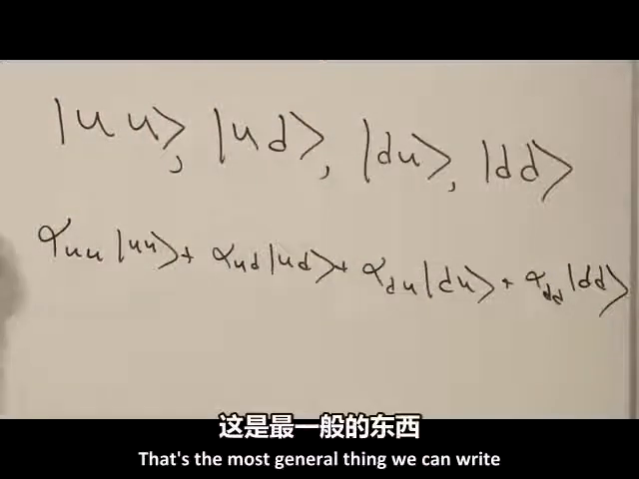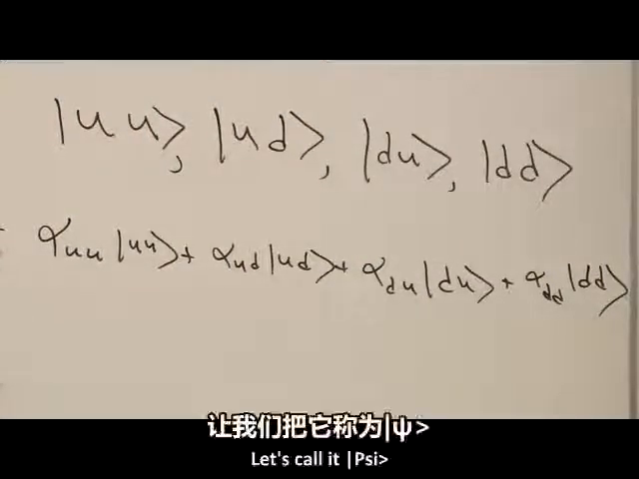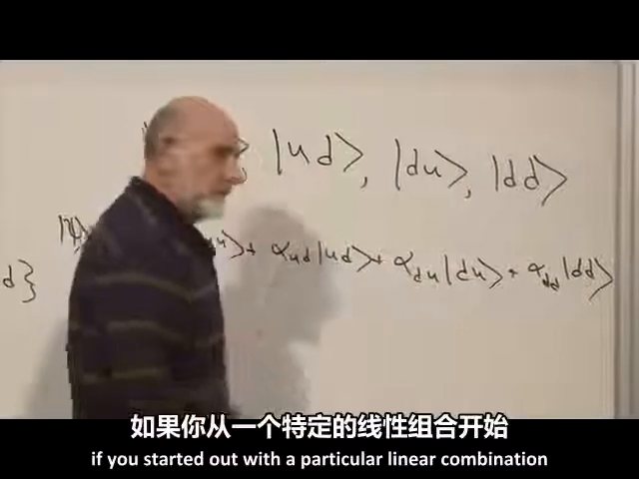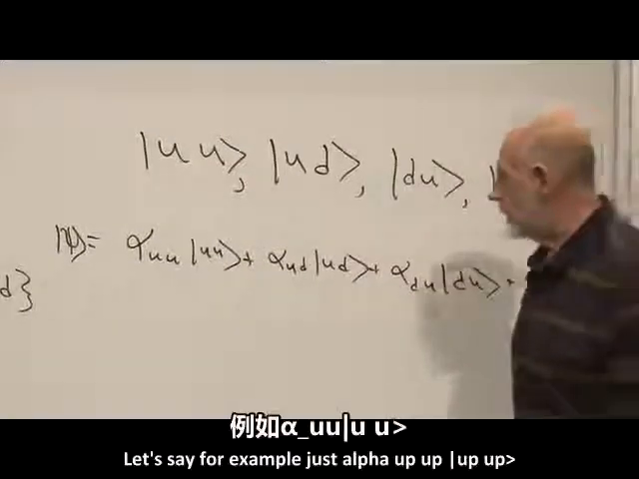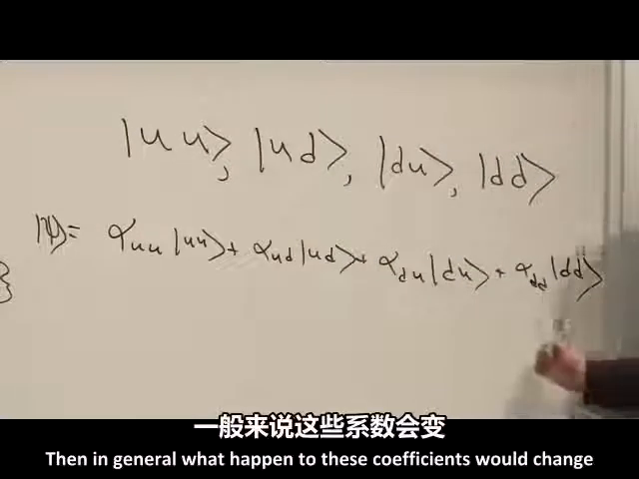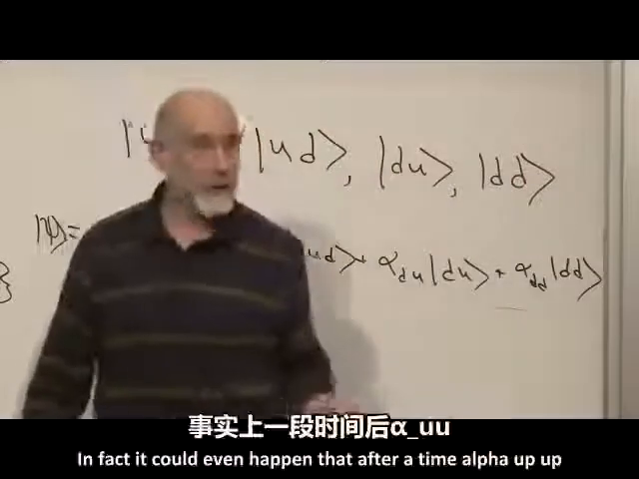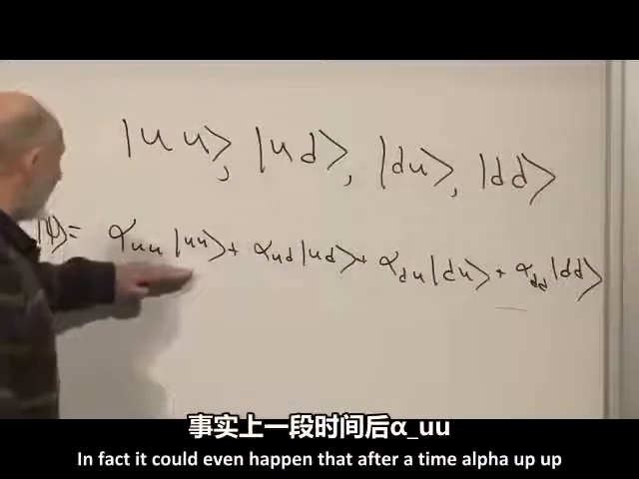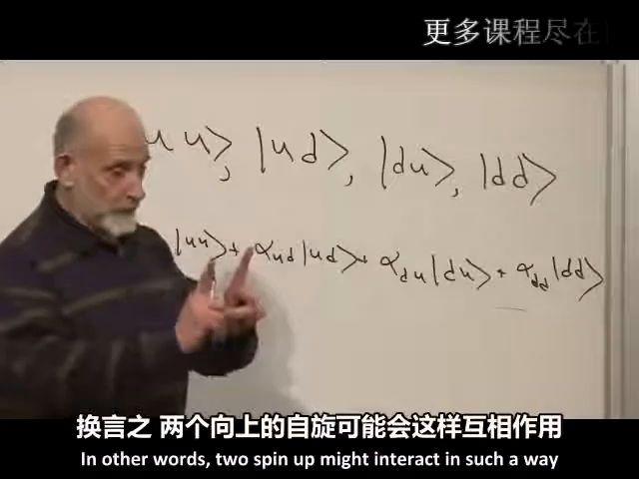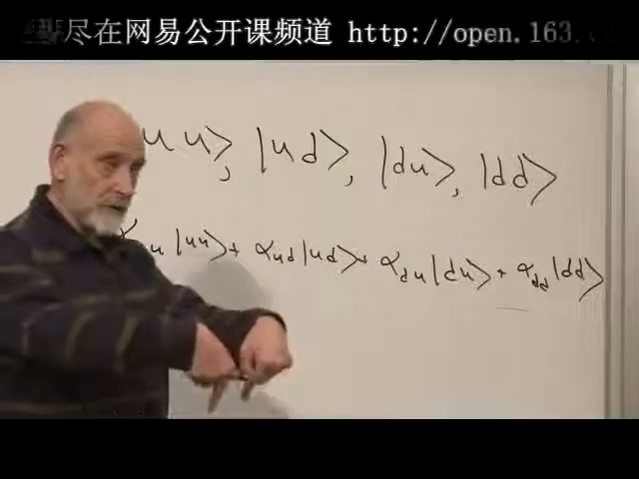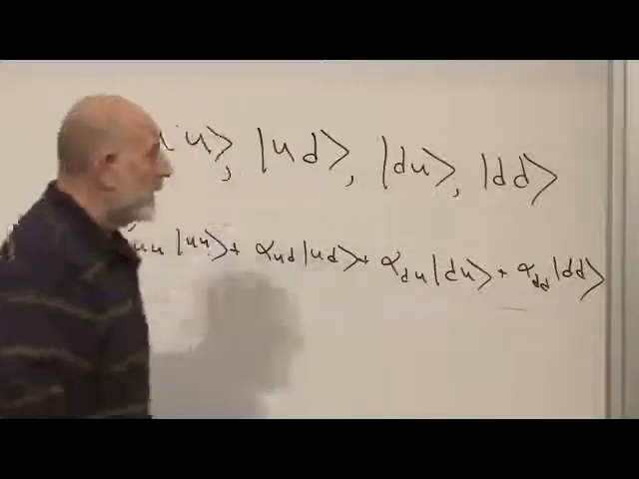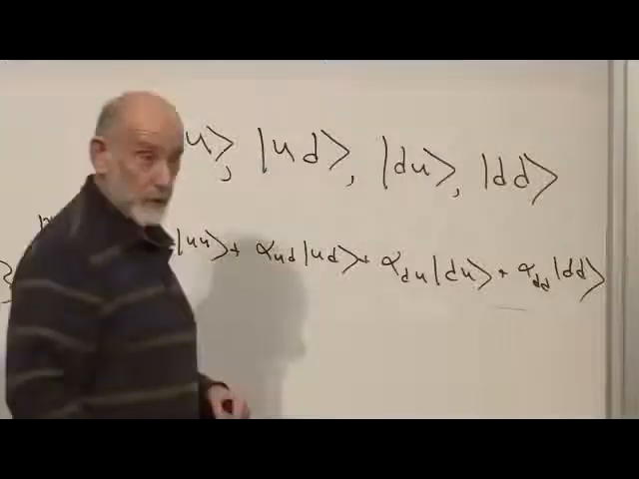That's the most general thing we can write. Let's call it psi. The answer to your question is, if you started out with a particular linear combination, say, alpha up, up, both spins up, and you let them interact, then in general these coefficients will change. In fact, it could even happen that after a time, alpha up-up might go to alpha down-down. In other words, two spins up might interact in such a way as to wind up down. That would not be a change in what the basis vectors are. It would be a change in what the alphas are.